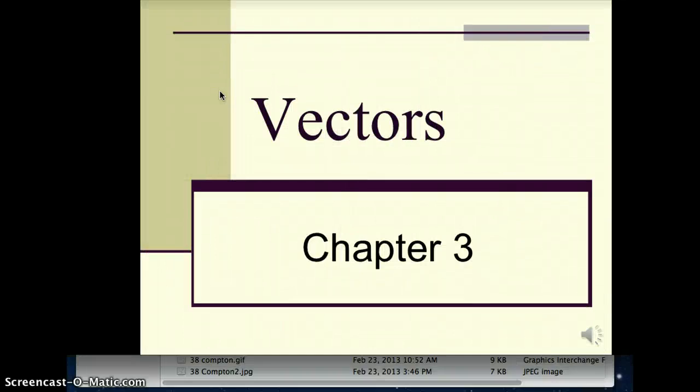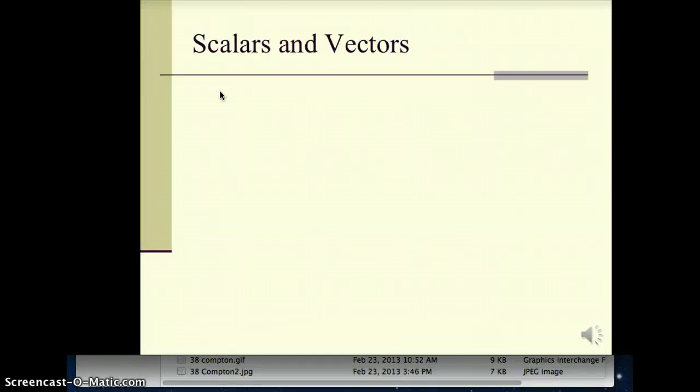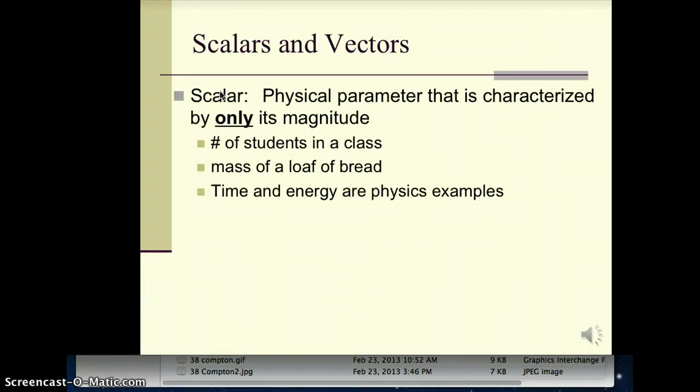This presentation is about vectors. But before we talk about vectors, I need to remind you about what a scalar is. A scalar is a physical parameter characterized by only its magnitude.